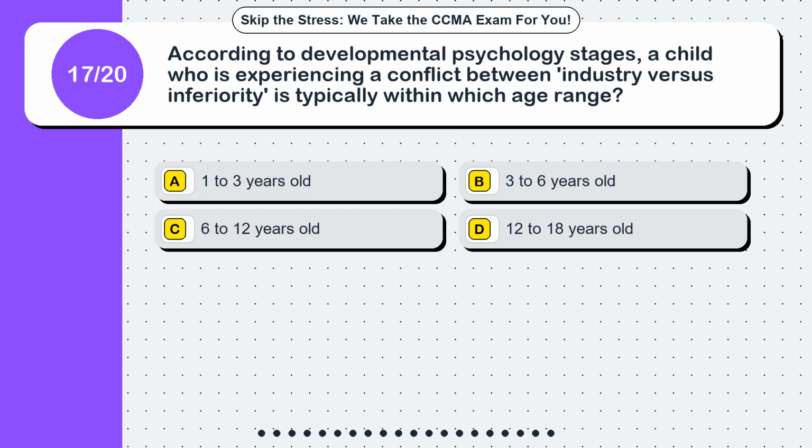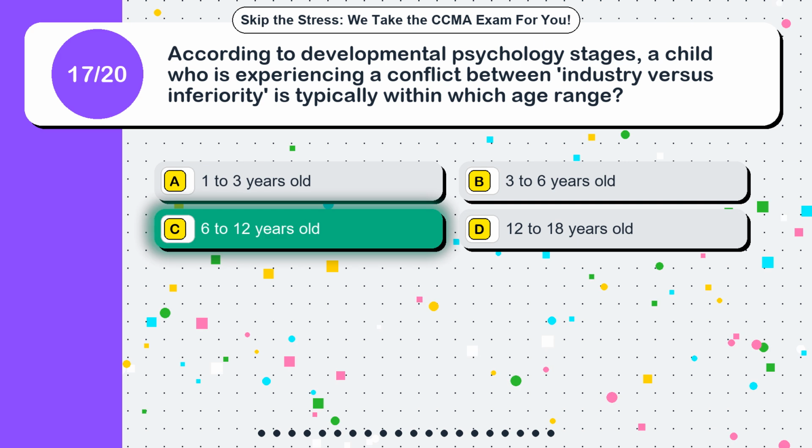Question 17. According to developmental psychology stages, a child who is experiencing a conflict between industry versus inferiority is typically within which age range? Option A, 1 to 3 years old. Option B, 3 to 6 years old. Option C, 6 to 12 years old. Option D, 12 to 18 years old. The correct answer is option C. 6 to 12 years old.